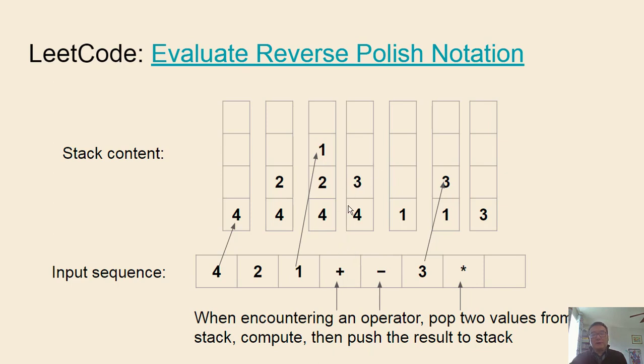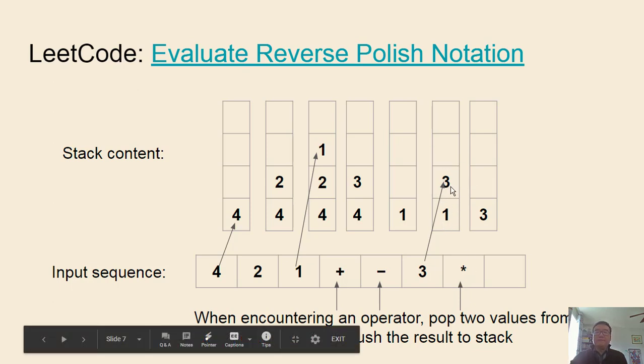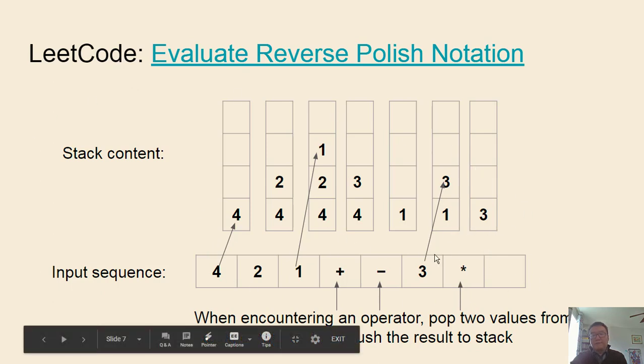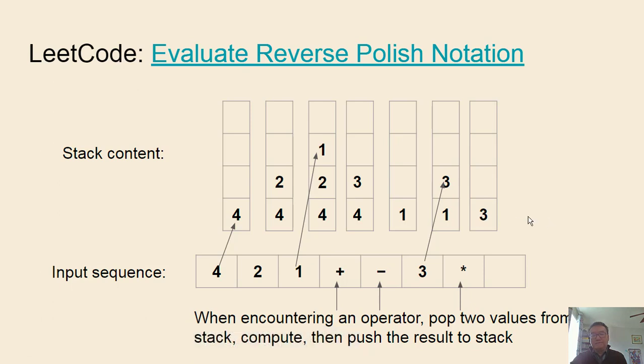After we process plus, we have 4, 3 here, and the next thing we see is minus, so we pop the 2 elements, and we do 4 minus 3, we get 1, and push it back in. The next one we see is 3, so we have 1, 3 here. The last one we see is multiplication, star for multiplication. Then we pop 2 elements, 1 and 3, do the multiplication, and put the result here. At the end of the evaluation, if the expression is a correct expression, then we should have a single value left in the stack, and that is the value of this expression.